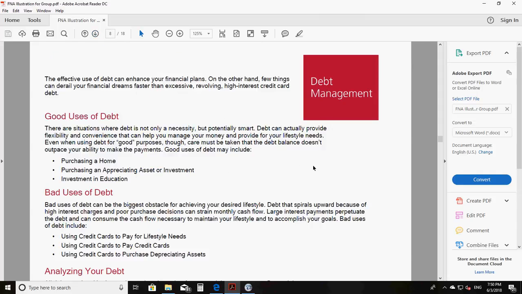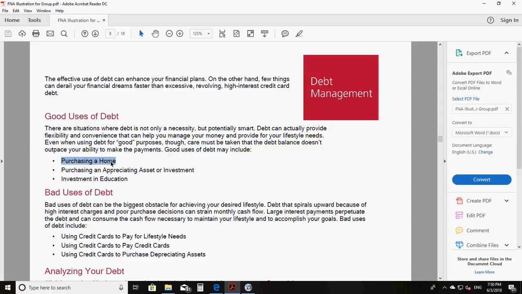Debt management. So the effective use of debt can enhance your financial plans. On the other hand, very few things can derail your financial dreams faster than excessive, revolving, high-interest credit card debt. So we're going to talk about the good uses and the bad uses. Good uses of debt: there are situations where debt is not only a necessity but potentially smart. Debt can actually provide us with the flexibility and the convenience that can help manage our money and provide for lifestyle needs. However, even when we're using debt for quote-unquote good purposes, we've got to be mindful and take care that the debt balance doesn't outpace our ability to make the payments.